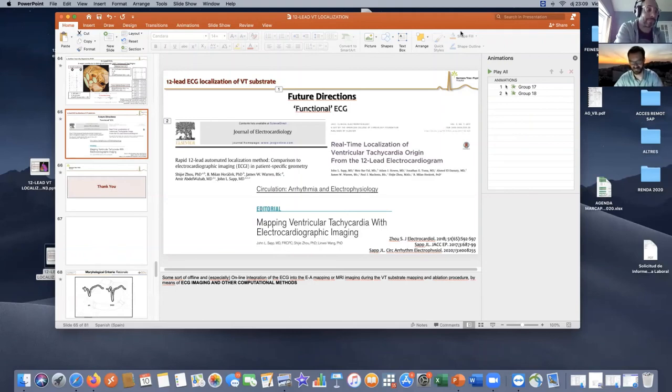Hopefully in Barcelona, right? That's the next ESC or EHRA. No, it's ESC, right? Yeah. Next ESC is Barcelona. So that's one that's going to be hard to miss, COVID or no COVID, I have to say.